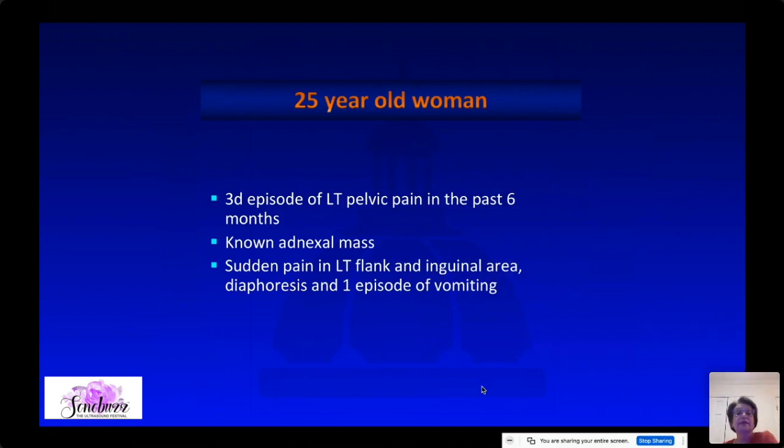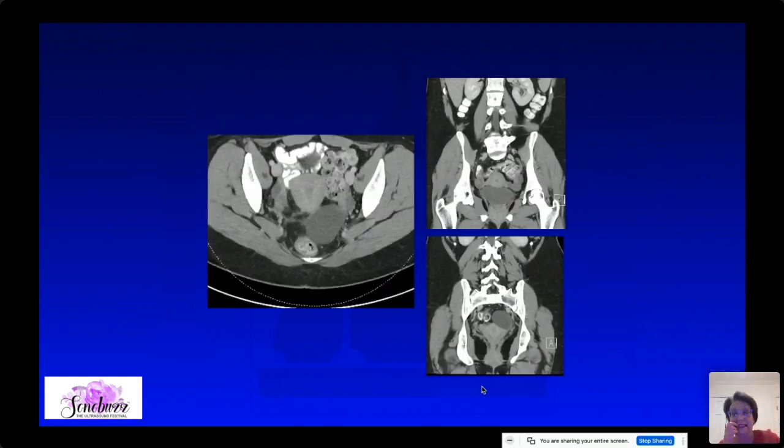Now this patient is 25 years old. It was her 3rd episode of left-sided pain in the past 6 months. She had no adnexal mass, and she came in with sudden onset of left flank pain and left inguinal pain and 1 episode of vomiting. So she had a CT scan first, and here's her CT. So you see this cystic mass in the cul-de-sac with some fat stranding. And again, you see this mass right there, but it seems like you see both ovaries on the coronal as well as the axial CT.